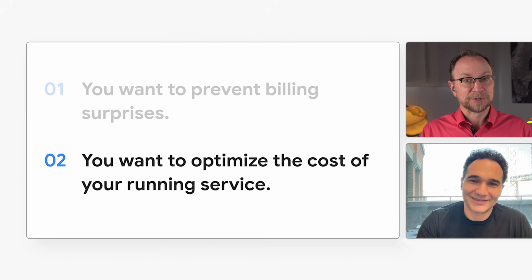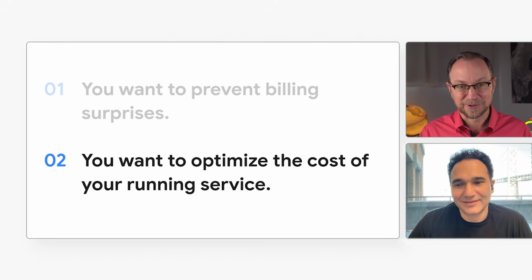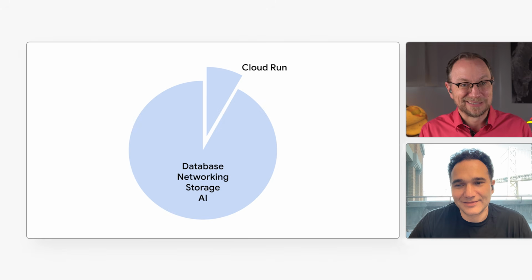The second item on your list is how to optimize the cost of a running service. So to be honest, the Cloud Run cost in my web apps is less than 10% of the total bill, so I haven't really worried about it. Well, that's true of your application and many others, but everybody's application is different. We should still talk about how to optimize an existing Cloud Run service.